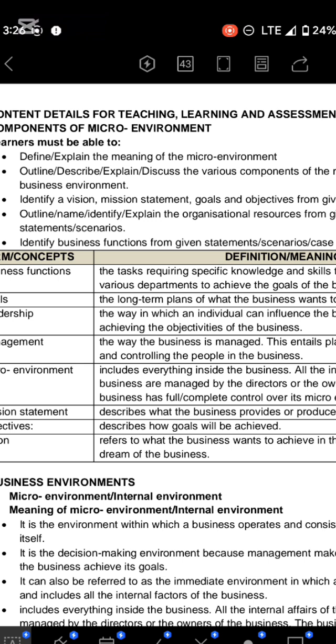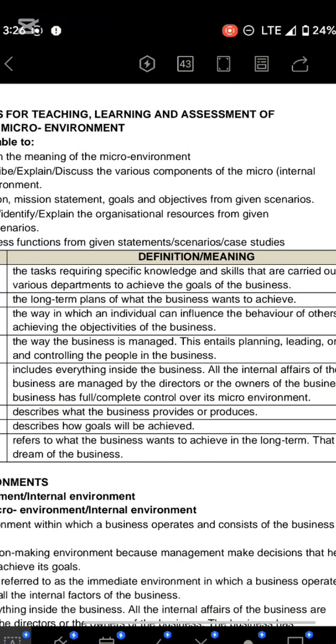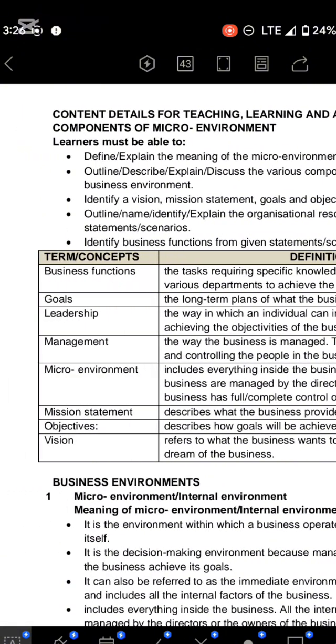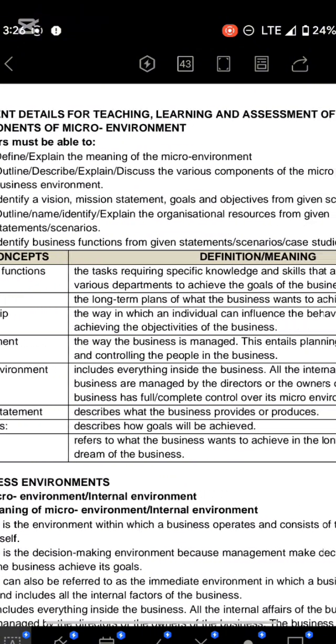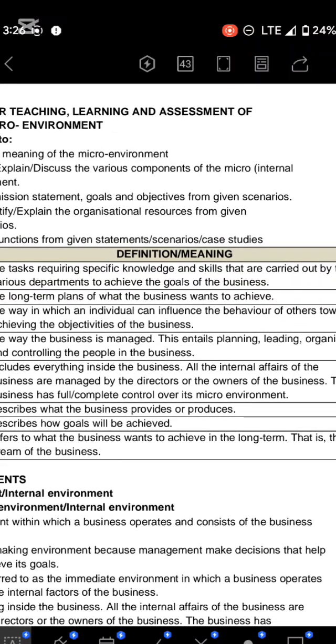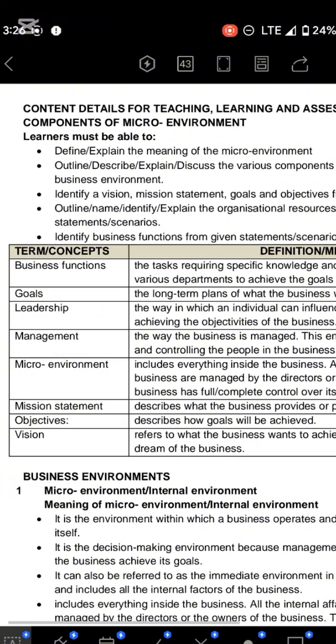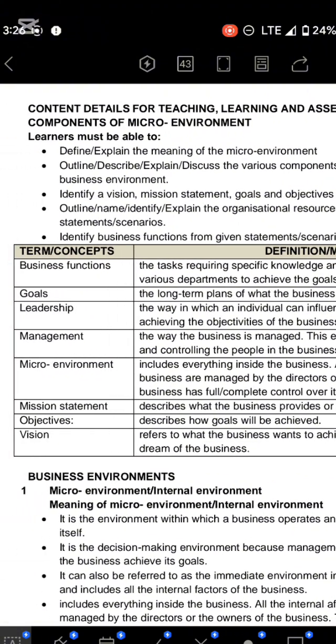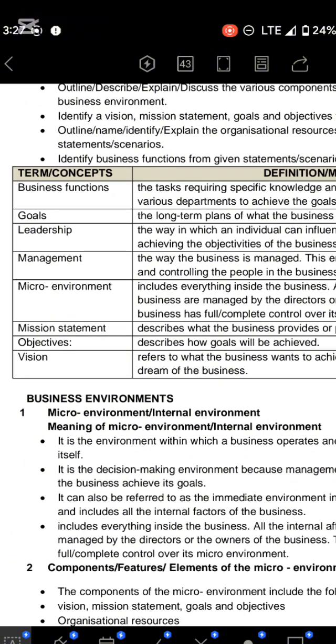Leadership is the way in which individuals can influence the behavior of others towards achieving the objectives of the business, right? So when you think about your class, if your class was a business, there are certain people who influence, they have leadership in the class, whether positively or negatively. That's leadership. In business, we also need leaders as well. Now, somebody might say, oh, but my class has an RCL, but there's somebody who kind of controls the class.